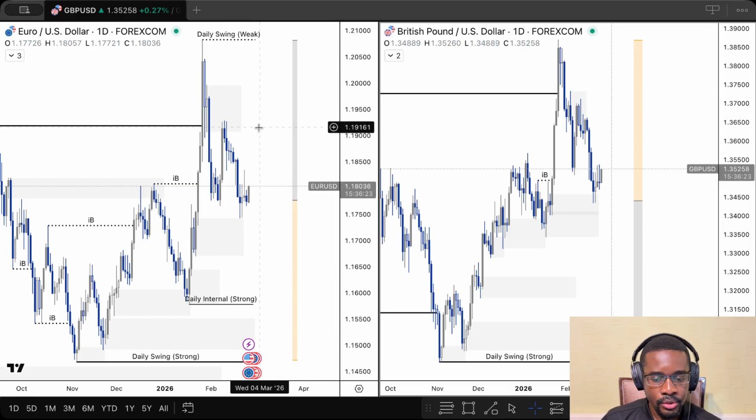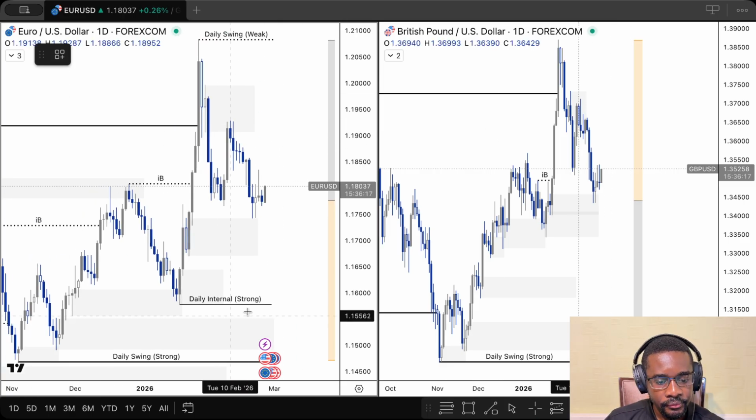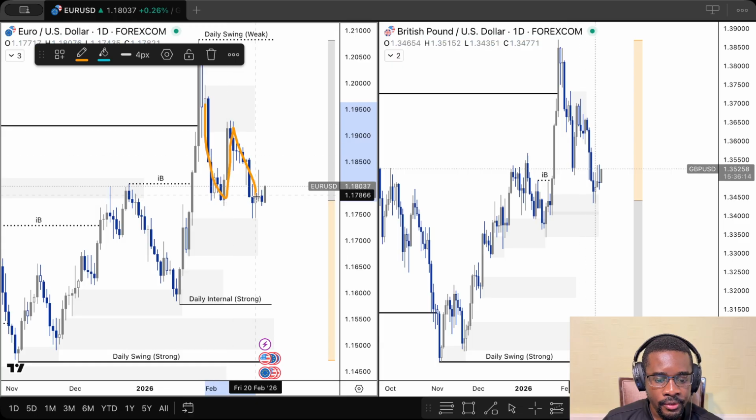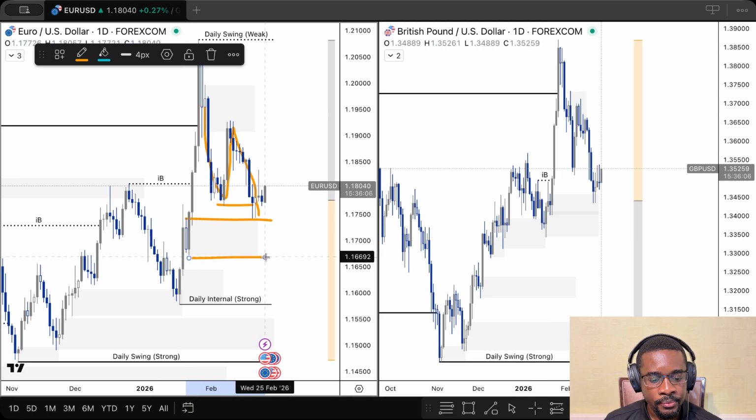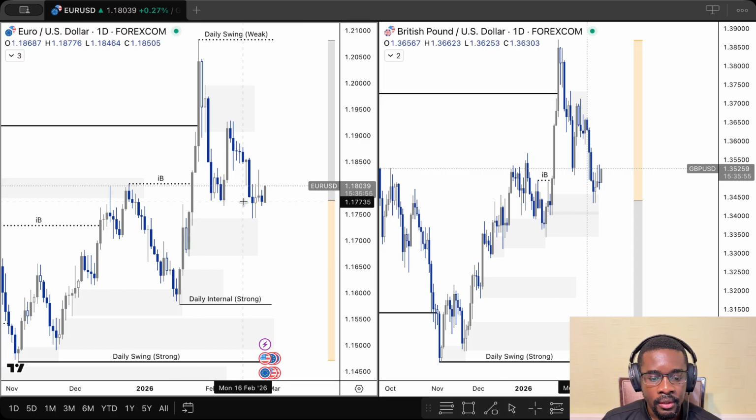Okay. So on the Euro USD, we have been in this pullback phase. Prices came in and mitigated this extreme, or rather this pivot demand. And we are seeing a bit of a reaction. However, there's not much in terms of direction from what we're seeing from the daily.